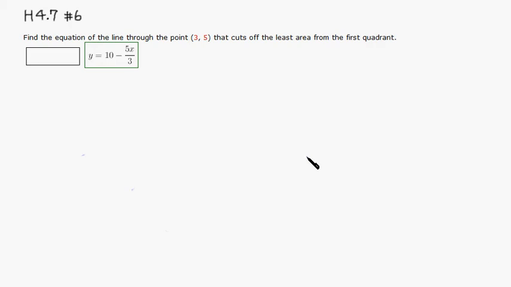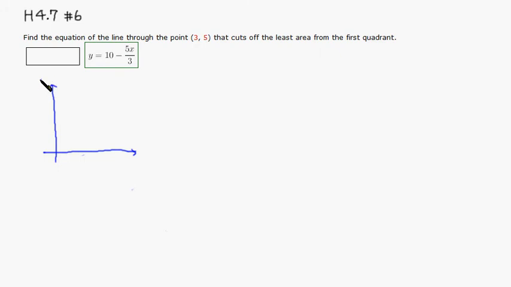Okay, let's look at homework 4.7, number 6. All right, so we want to find the equation of the line through the point (3, 5) that cuts off the least area from the first quadrant. Right, so that's an interesting question. So the picture would look kind of like this.